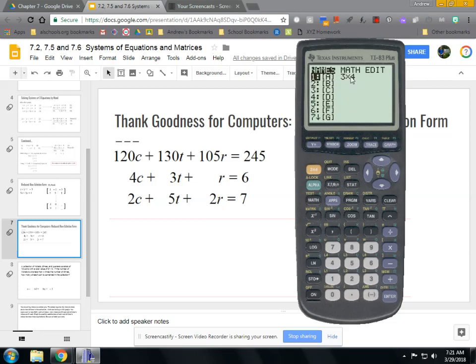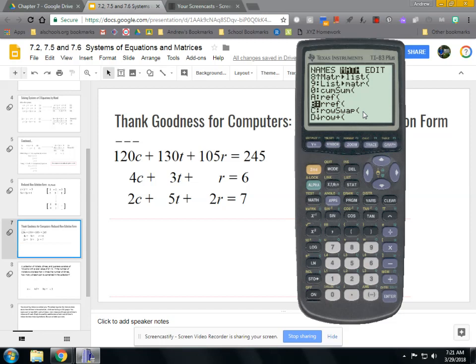Now we have a matrix A. It's my 3 by 4 matrix. I want to apply some mathematics to this matrix, so I'm going to scroll over to math. And I'm going to scroll down until I see RREF, reduced row echelon form. You'll notice there's an REF, different than RREF, which is just echelon form. We want the reduced row echelon form. There's all sorts of other things you can do.